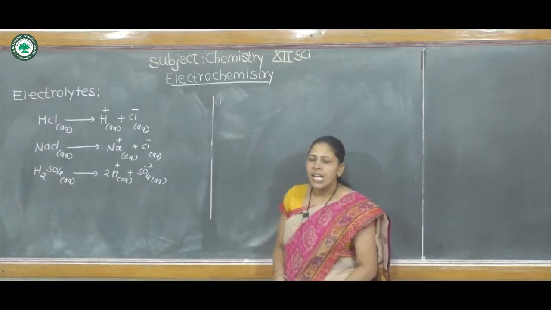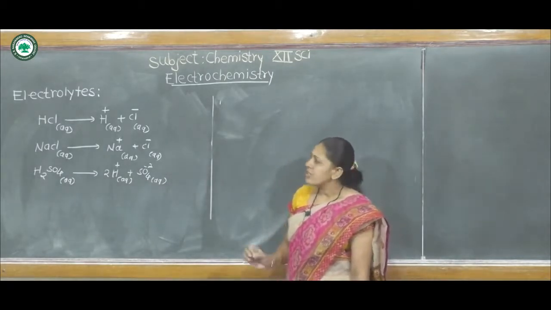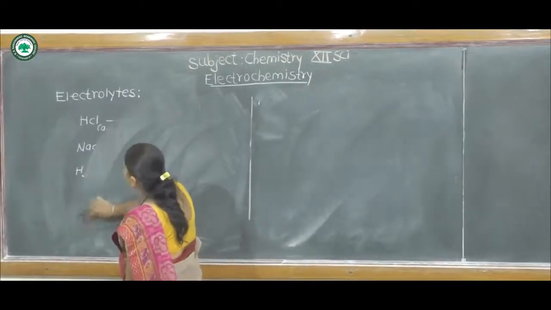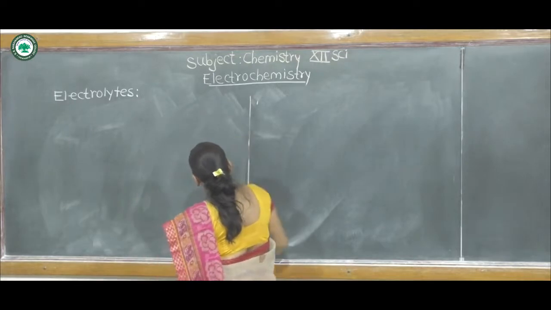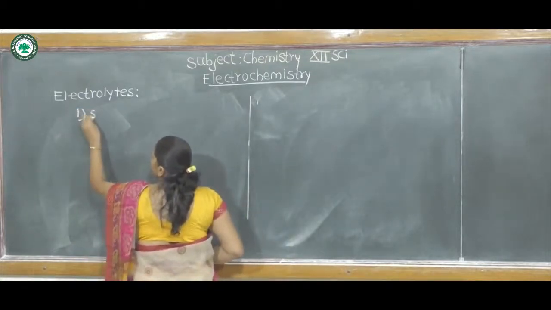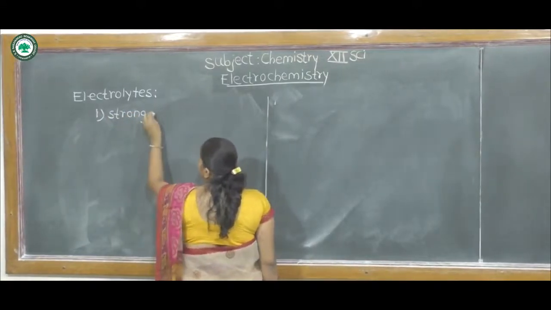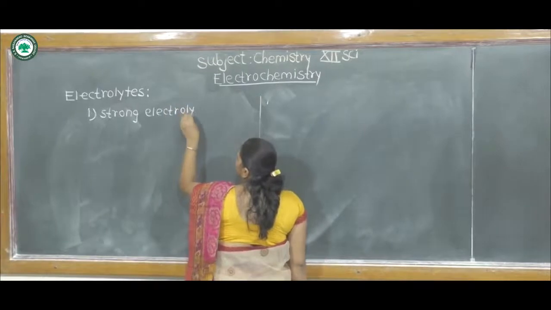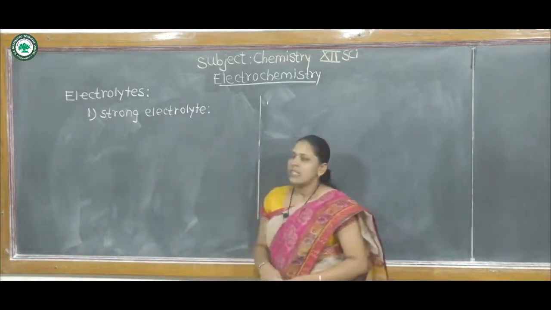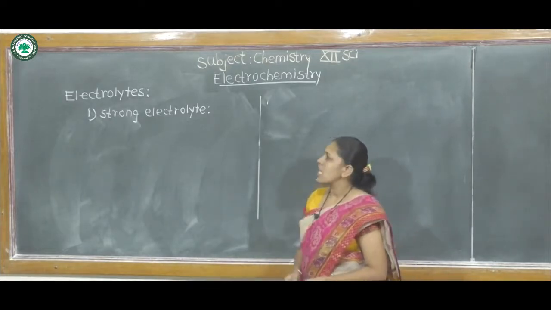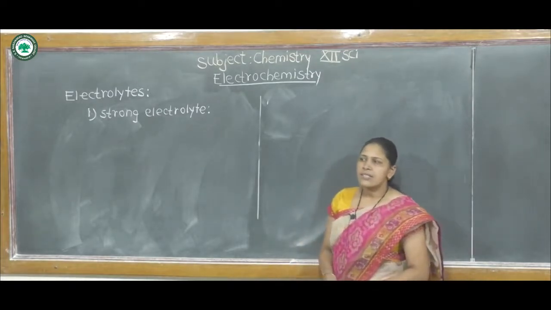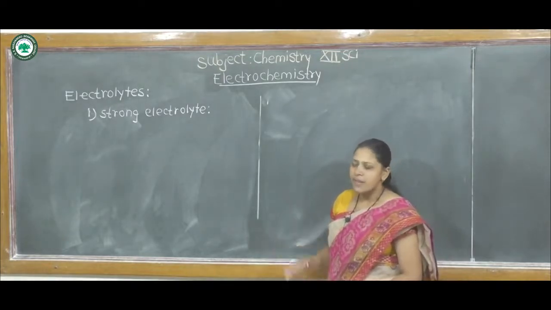Depending on high or low conductivity, there are two types of electrolyte. First is strong electrolyte and second is weak electrolyte. First, strong electrolyte. Electrolytes which are completely dissociated in aqueous solution are called strong electrolytes. For example, all strong acids, strong bases and ionic salts are examples of strong electrolyte.